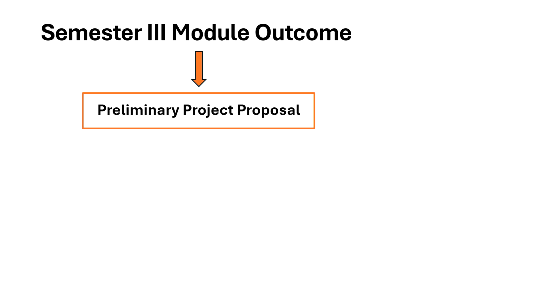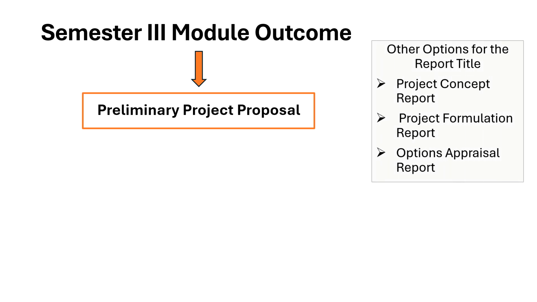So at the end of the semester, we need to understand very clearly what is the module outcome. Once you do this module, what are we expecting you to do? The basic thing is you have to prepare a preliminary project proposal. It's a report, right? A small report called preliminary project proposal.